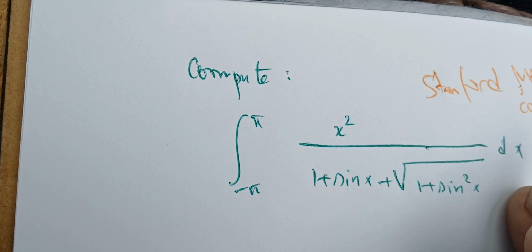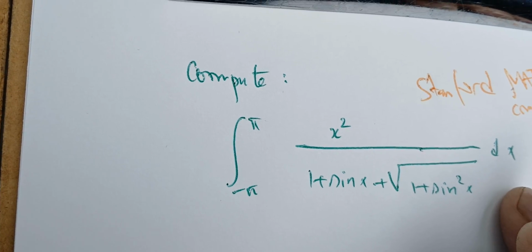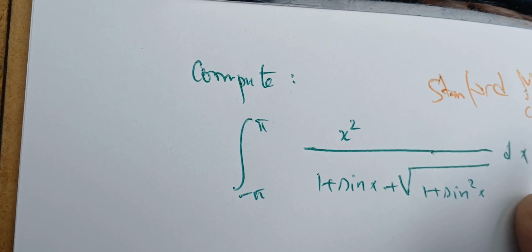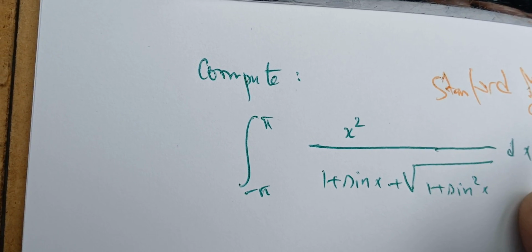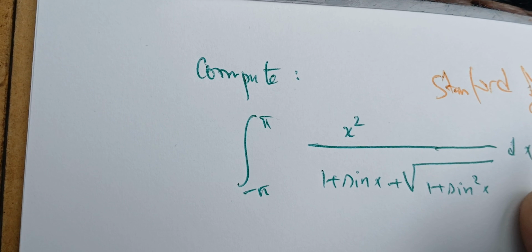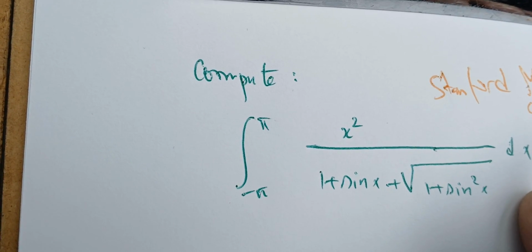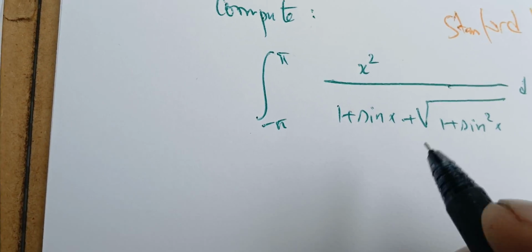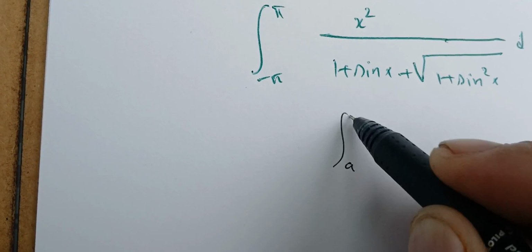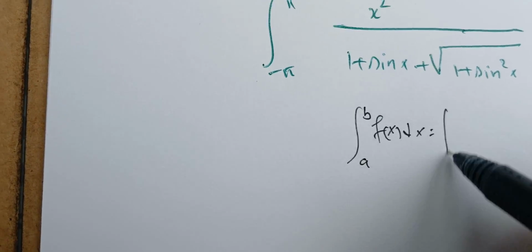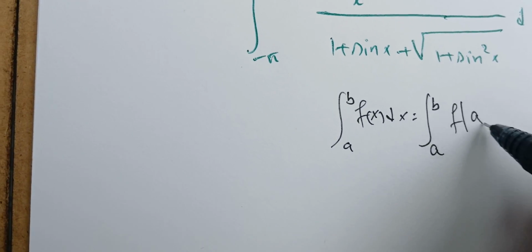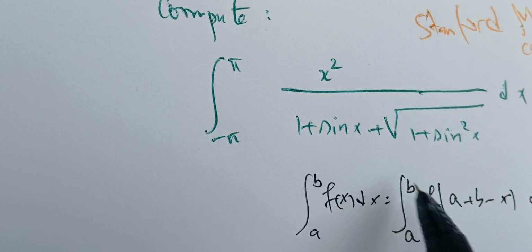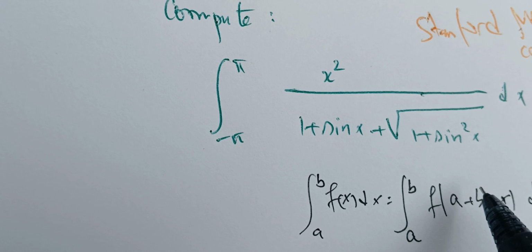Okay, we can use multiplication by the conjugate, but this one will complicate the problem. Another trick that we can try all the time, we know that the integral between a and b of f of x dx is the same as that of f of a plus b minus x dx. Okay, we're going to try that here with a being minus pi and b plus pi.